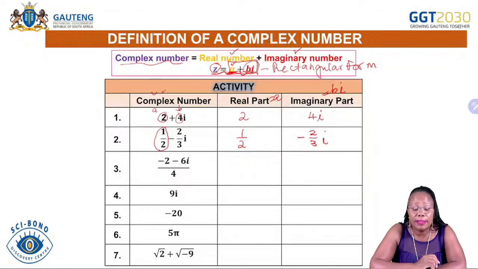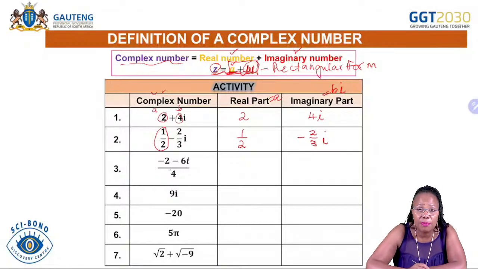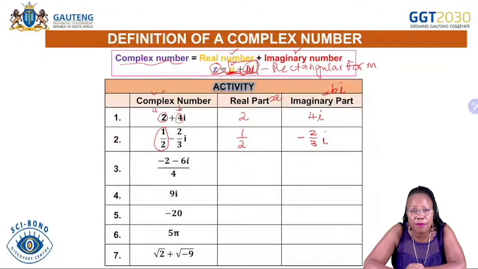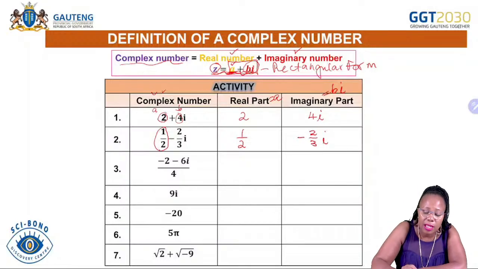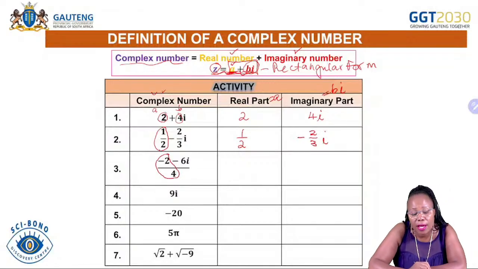And then number 3, look at number 3 now. We have -2 minus 6i over 4. Grade 12, you have to identify the real part and the imaginary part, the value of A and the Bi from this expression. So we know that if we have a division by 4, this is applicable to both numerators, -2 and -6. That means our A value is -2 over 4, and the Bi will be -6i over 4.